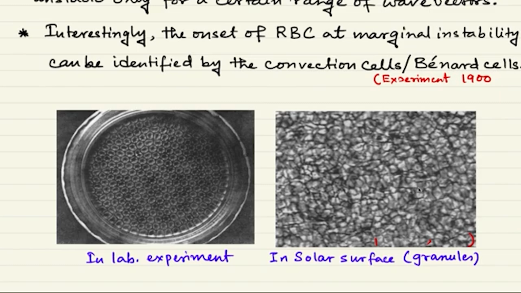And this type of convection cells, which are called granules, can also be seen on the solar surface near the photosphere, and that confirms the existence of convective instability and Rayleigh Benard convection near the solar surface. So this makes the whole phenomenon astrophysically very important and interesting. Okay, thank you very much.